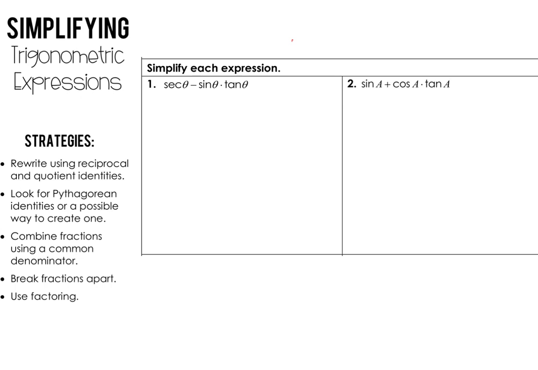We're going to rewrite everything in terms of sine and cosine. So secant, in terms of sine and cosine, how would we write secant? 1 over the cosine. Sine is already in terms of sine and cosine, so we're going to leave that alone. And then that is being multiplied by tangent, which is just sine over cosine. So then I want to simplify this piece right here. I'm going to leave this one alone.